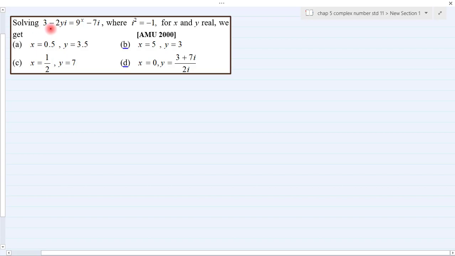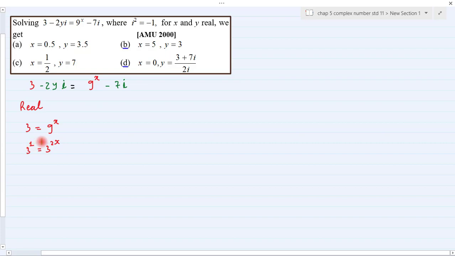Here, you have to solve 3 - 2yi = 9^x - 7i and get the values of x and y. To get the values of x and y, you have to compare the real part and imaginary part. Now, the real part of the left hand side is 3, which must be equal to the real part of the right hand side of the equation, which is 9^x. Or we can say 3^(2x) must be equal to 3^1.